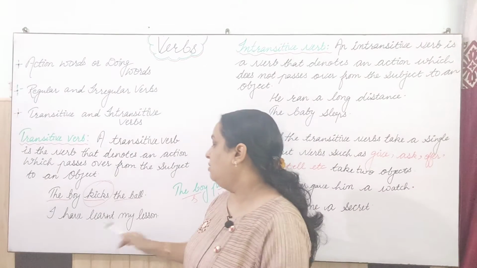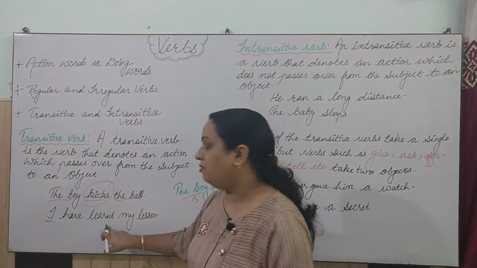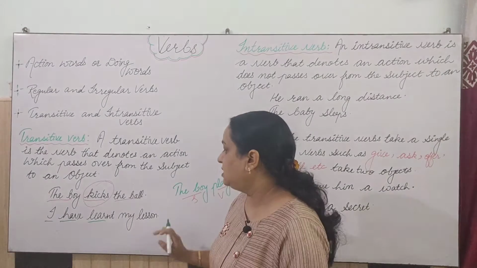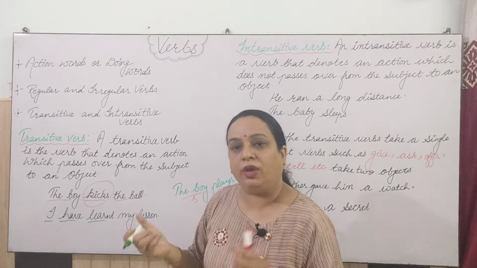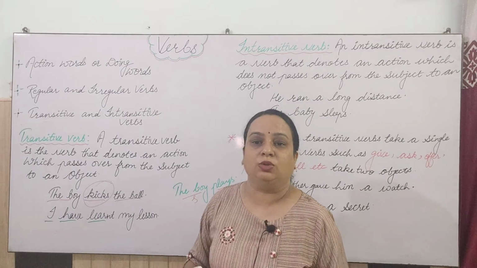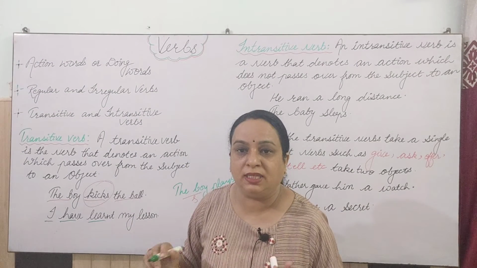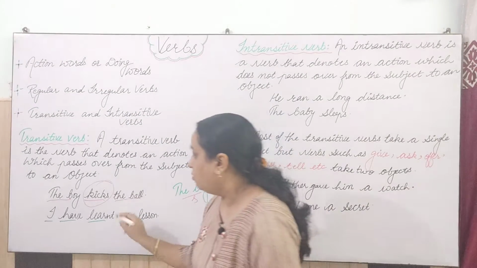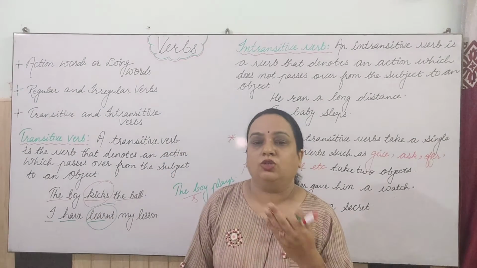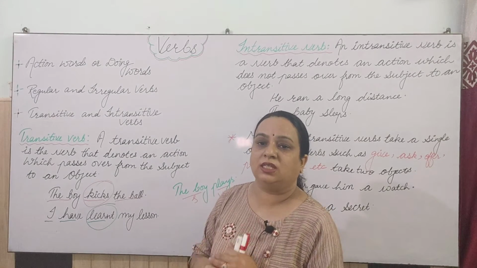Second, I have learnt my lesson. So what is I here? I is the subject. Have learnt: have is the helping verb, learnt is the main verb. And my lesson is the object. So whenever there is an object after the verb, that is a transitive verb. Please take care, it is not a transitive sentence. We are saying that this verb learnt is a transitive verb. Like this you can find many sentences which have transitive verbs.